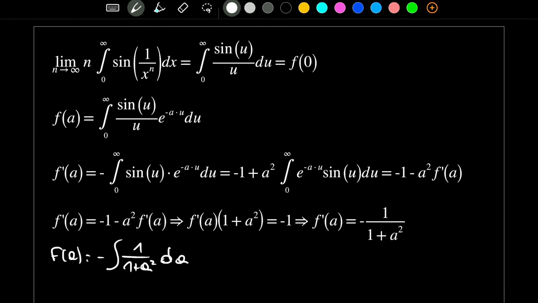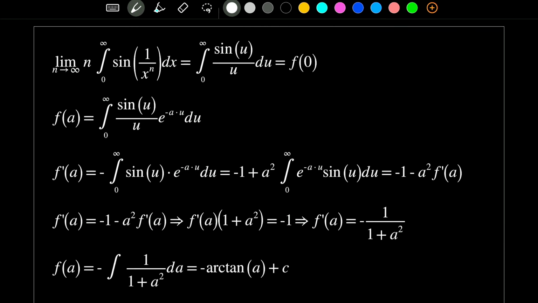So again, this is just taking the antiderivative. There are no bounds here because it's not actually a definite integral. It is just taking the antiderivative to be able to get to this all-important f of a. Now let's see, this is also a pretty standard integral. This integral is equal to minus arctan of a plus c, of course.